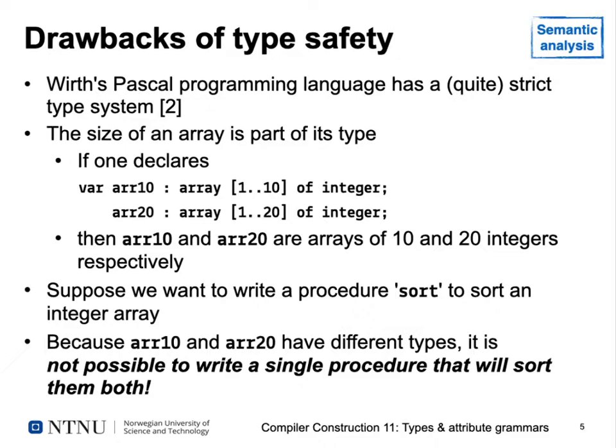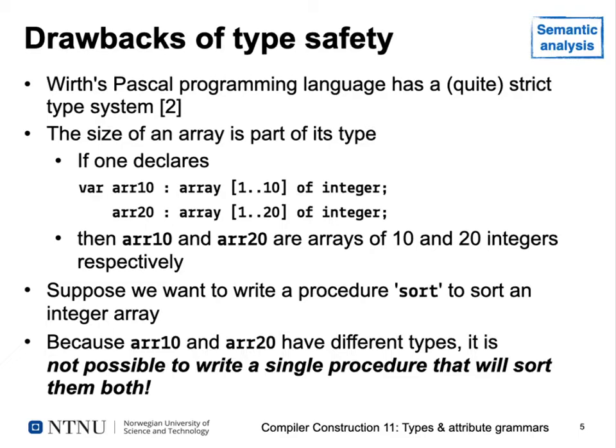Now, Pascal actually goes so far that it also includes the size of an array as part of the data type. So if you declare two arrays in Pascal here, an array which we call array10, which holds 10 integers, and in Pascal you can specify the range of the array index, so we can say it can run from index 1 to 10. And you declare another array, array20 here, which holds 20 integers. Then obviously you have two different arrays with different sizes.